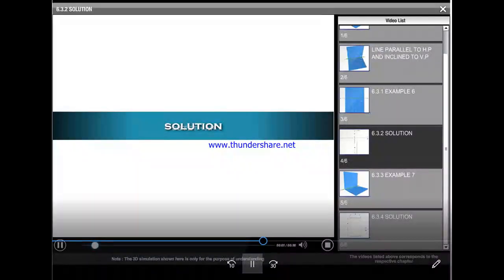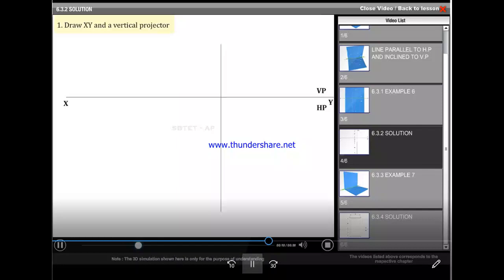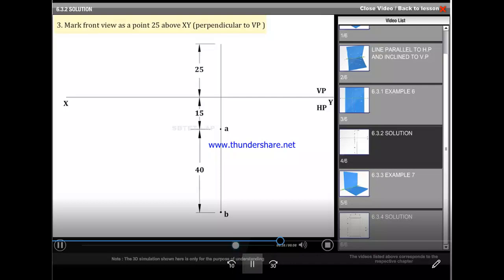Solution to example problem 6. Draw the XY line and a vertical projector. Mark the top view AB with length 40 millimeters and end A 15 millimeters below XY. Mark the front view as a point 25 mm above the XY line.